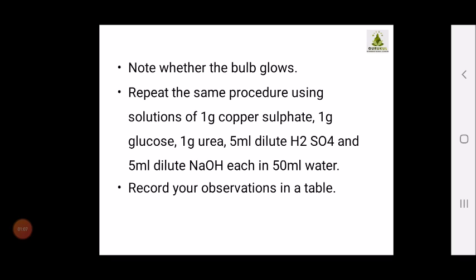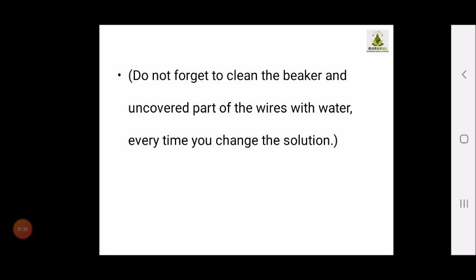Now just note whether the bulb glows. You have to repeat this procedure using solutions of 1 gram of copper sulfate, 1 gram of glucose, 1 gram of urea, 5 ml H2SO4 and 5 ml dilute sodium hydroxide, each in 50 ml of water. Then record your observations in a table. Do not forget, there are certain precautions while doing this activity.